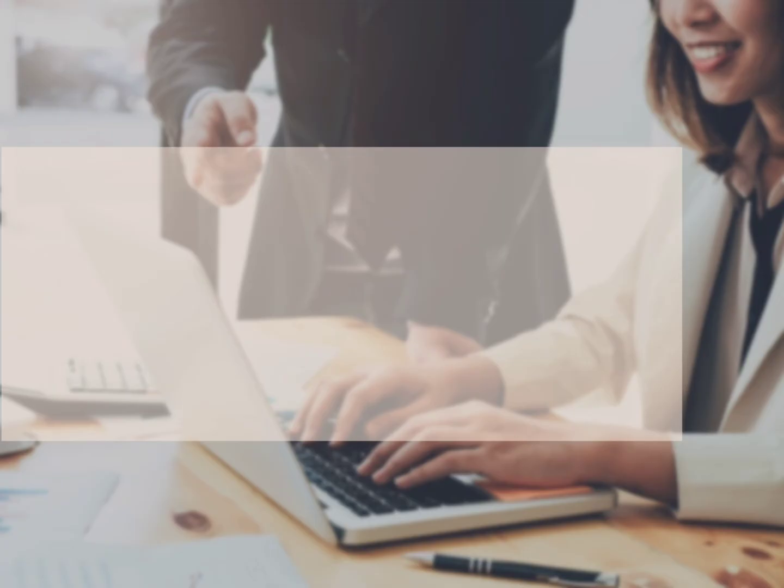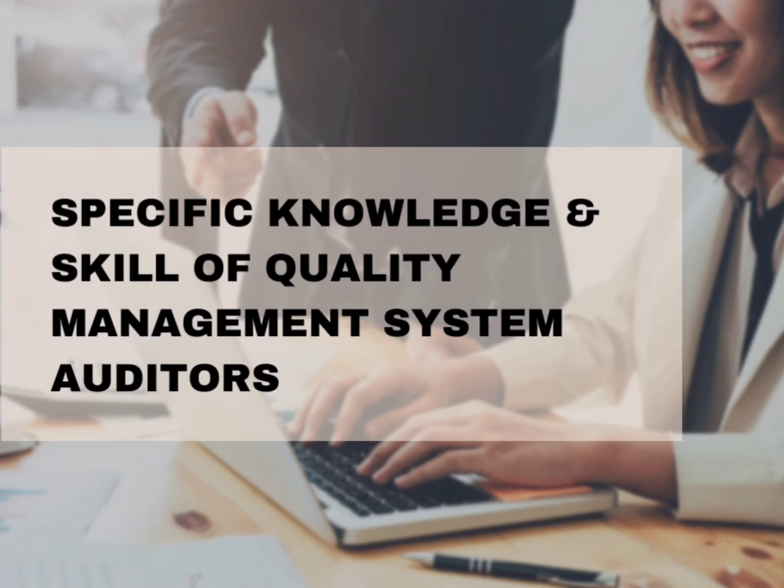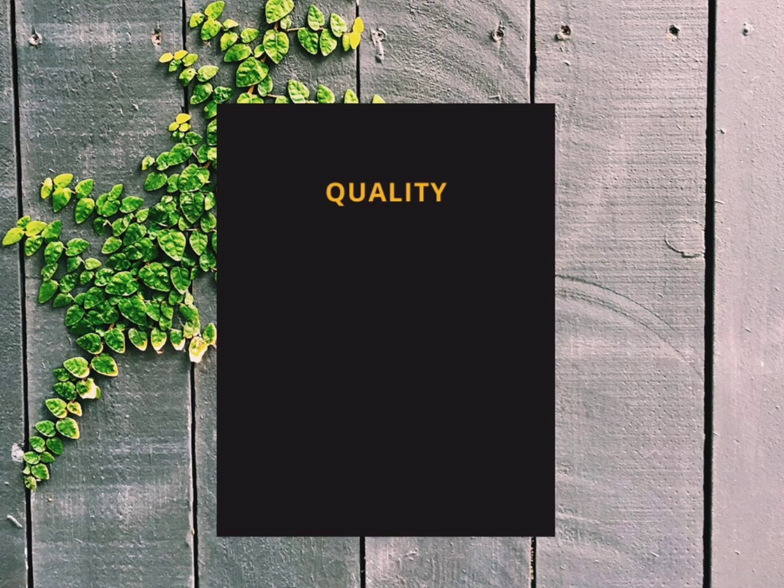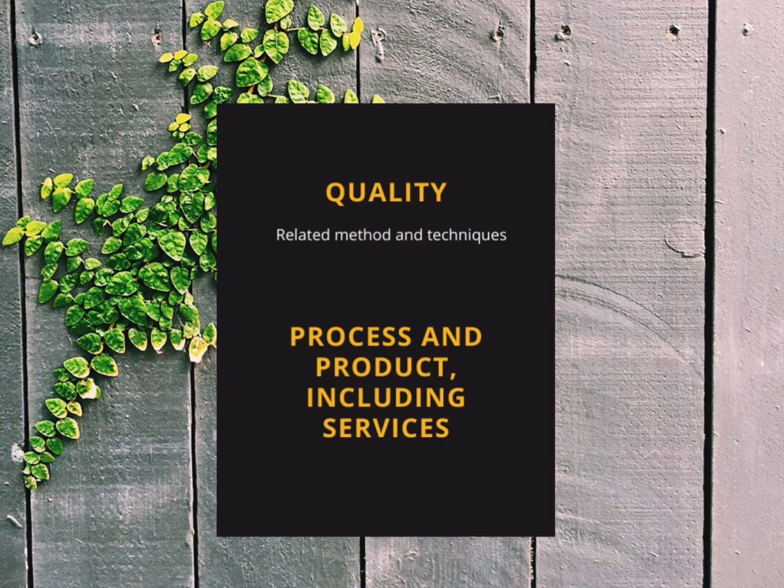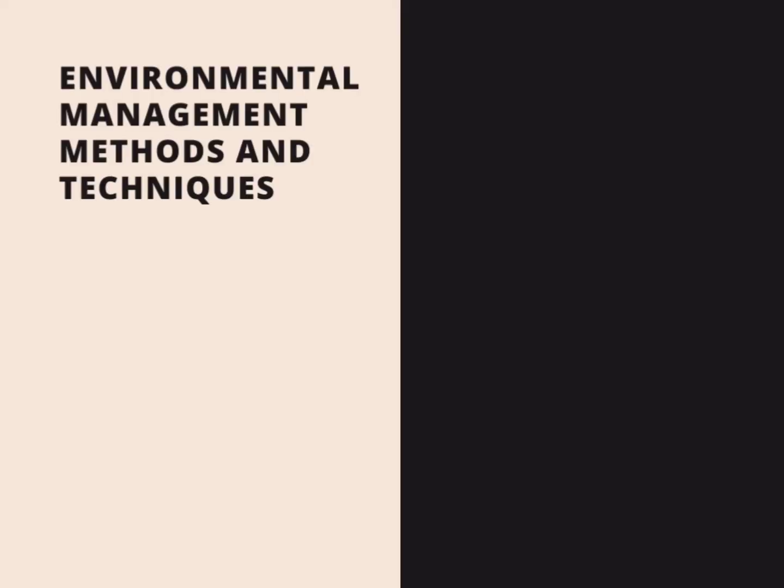Now, we are going to look at specific knowledge and skill of quality management system auditors. Particularly, an auditor has specific knowledge and skill of quality management systems, such as quality which is related to the methods and techniques, processes and products, including services. While an environmental auditor is required to have specific knowledge and skill, it is divided into two parts. The first is environmental management methods and techniques, and the second one is environmental science and technology.